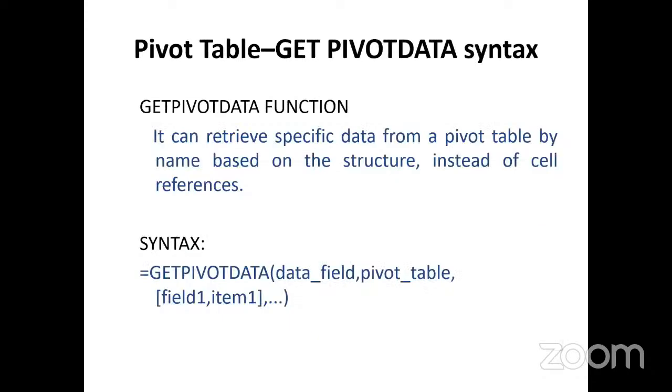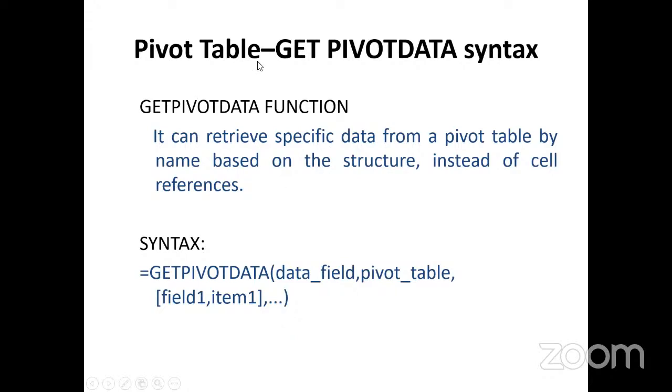Now this is a syntax, GETPIVOTDATA. This syntax comes together, there is no gap in between. And within the parenthesis, this is what is written: data field, followed by a comma, pivot table, followed by a comma. Then field 1, item 1, field 2, item 2, field 3, item 3, and so on and so forth.